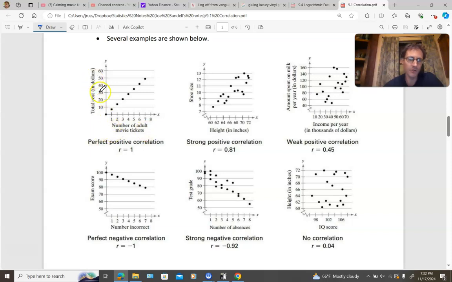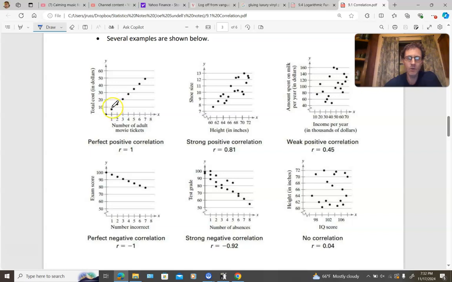So if you look at this first one here, what this scatter plot represents, the independent variable is the number of adult movie tickets purchased, okay? And then Y, or the dependent variable, is actually the total cost. So you know intuitively the more movie tickets you buy, the higher the cost. So there is a direct relationship there, or correlation. And only in this instance, guys, would you actually get a perfect positive correlation. Okay, and that's what we see here by these points.